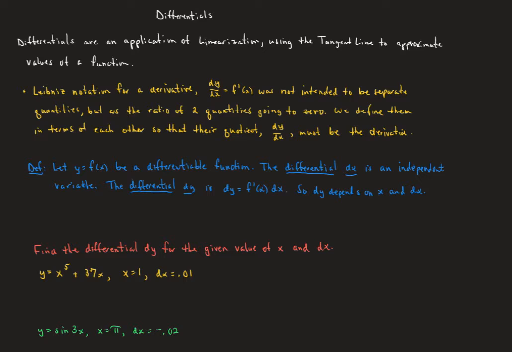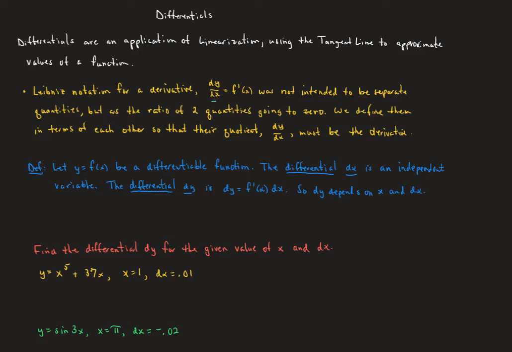But it turns out we can get away with this as long as we don't get too crazy, as long as we can make sure that we can get back to dy dx is equal to f prime. So our definition is we're going to say let f of x be a differentiable function. The differential dx is going to be an independent variable, so we can choose it to be whatever we want. The differential dy is we're just going to multiply that dx over.